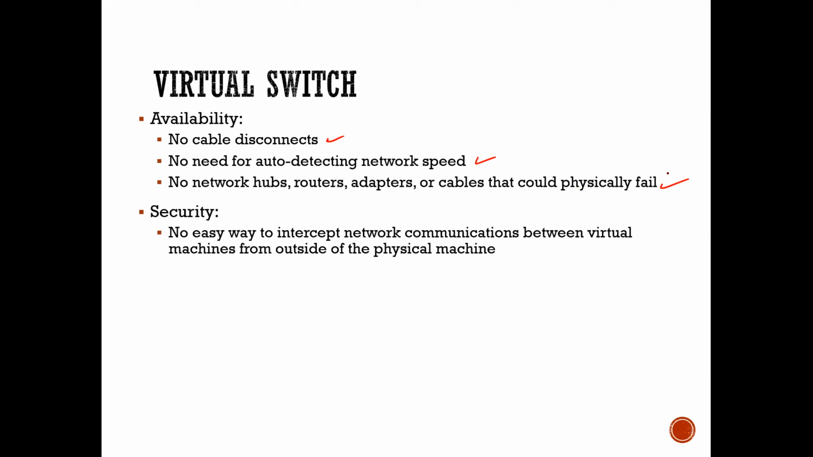If you are familiar with Cisco Packet Tracer, it's similar. This is an application. It acts as a virtual connection. You can create an IC, you can add the switches, routers, you can configure those routers, whatever. This is a virtual application or virtual network. Security: no easy way to intercept network communication between virtual machines from outside the physical machine.